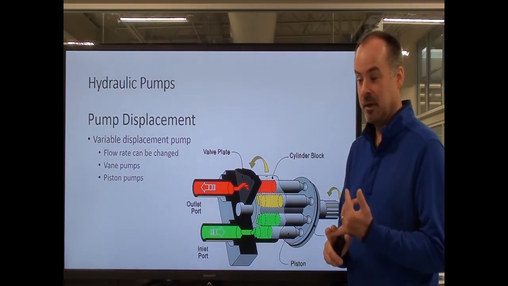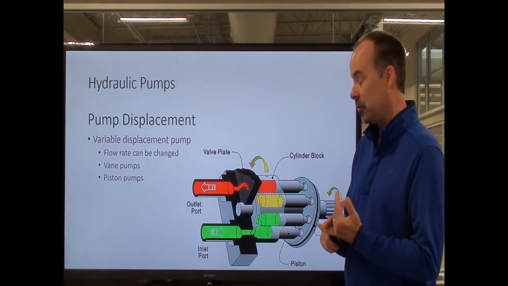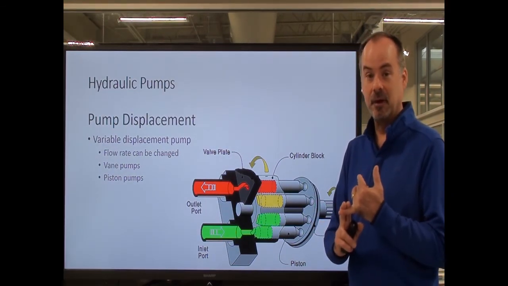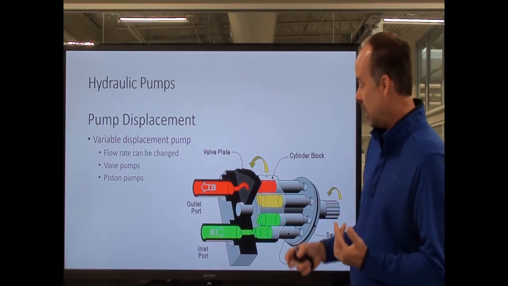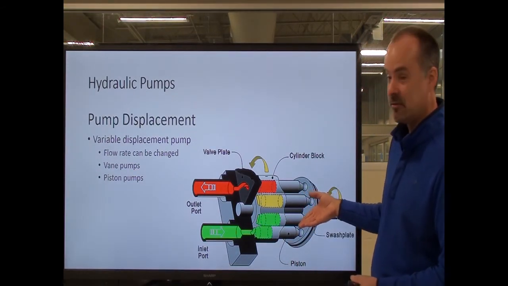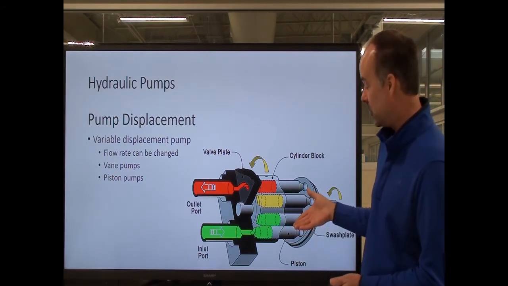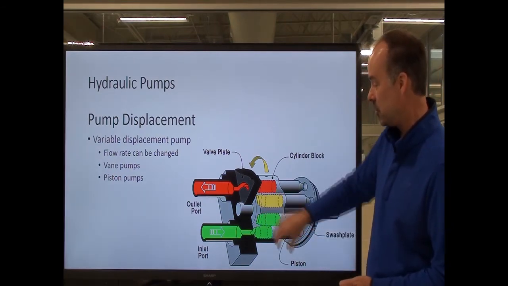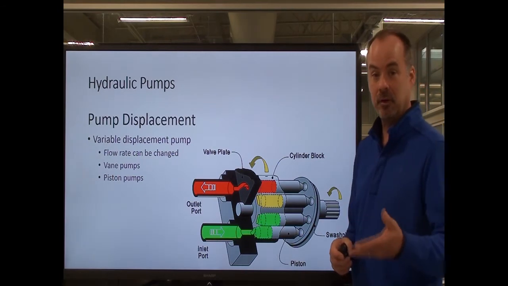And so that's the difference between a fixed displacement and a variable displacement. With a fixed displacement pump, I can only move a set amount of fluid per revolution, and a variable displacement pump has components on the inside that allow you to vary the amount of displacement, or amount of fluid flow, through each revolution of the pump.